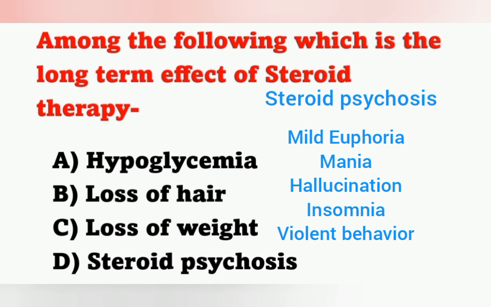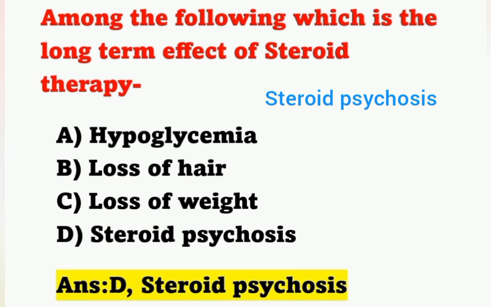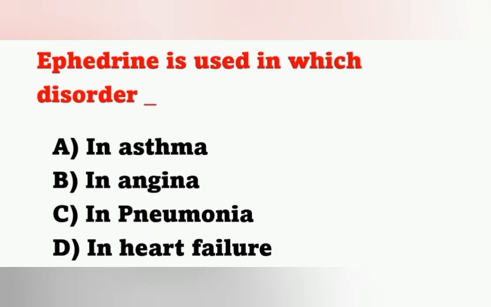The patient may experience mild euphoria. Euphoria means elevated mood, also mania, hallucination, insomnia, and violent behavior. These are all the effects of long-term use of steroid. So here the answer is steroid psychosis. Option D is the correct answer. Move on to the next question.